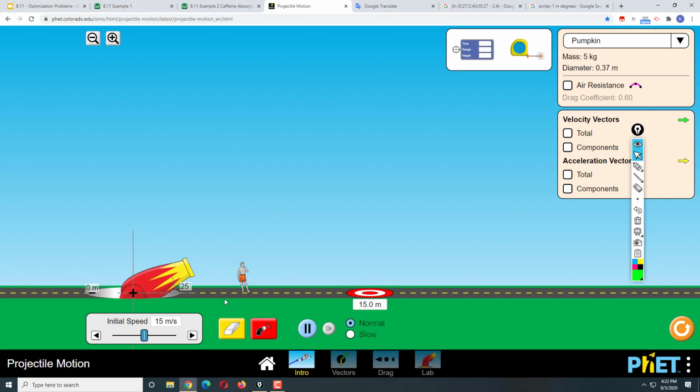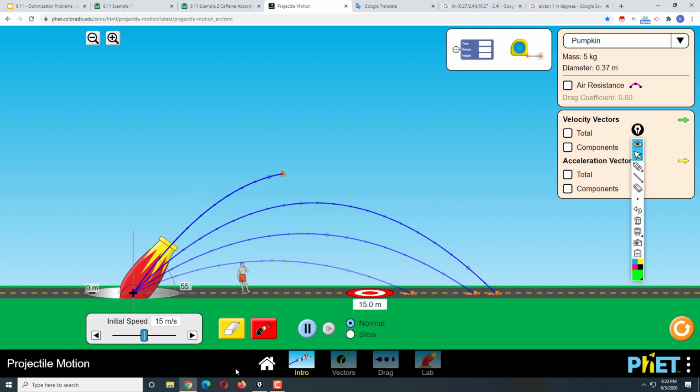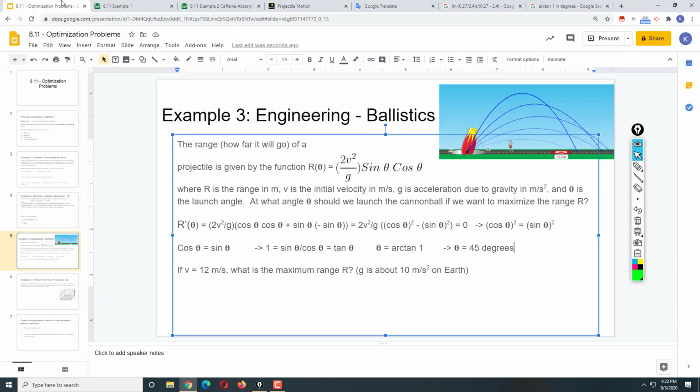Let's test this. 25 degrees. Let's go up to 35 degrees. 45 degrees. Yep, it's farther. Well, at 55, it should go down again. Let's see if that's true from our simulation. Yeah. And then at 65 degrees. Yep. As you can see, if we want our cannonball to go really far, we want it to be at 45 degrees. Our calculations make sense.